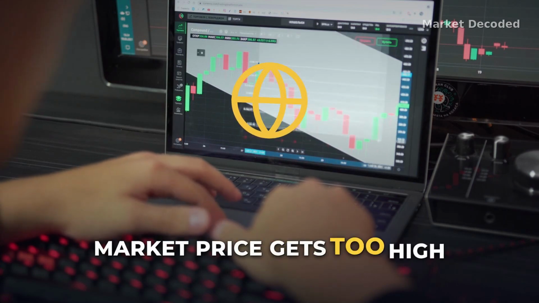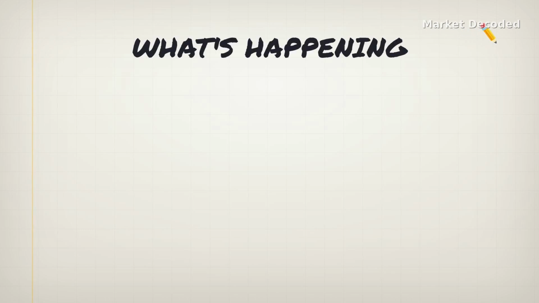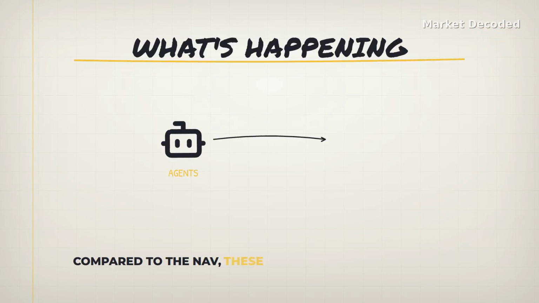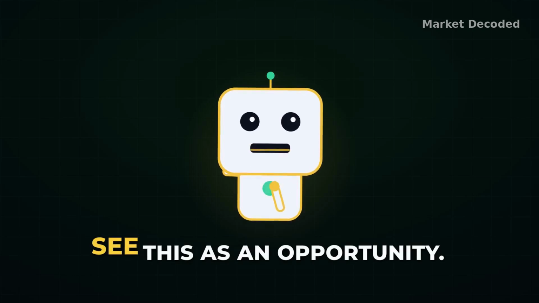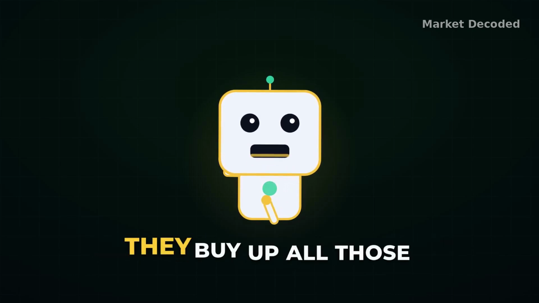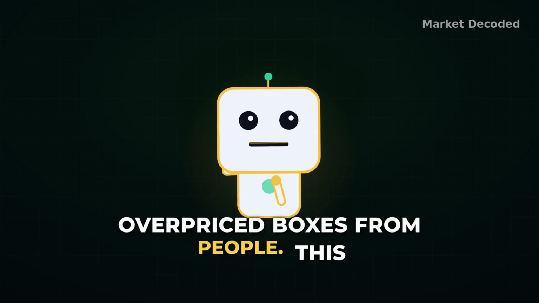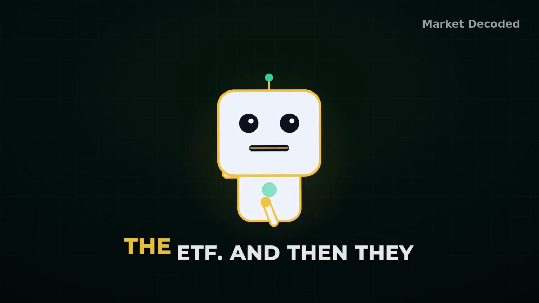When a market price gets too high or too low compared to the NAV, these APs step in and help balance things out. Let's say the box is on sale for $10 more than it should be based on what its toys are really worth. The APs see this as an opportunity. They buy up all those overpriced boxes from people. This is called buying shares of the ETF.